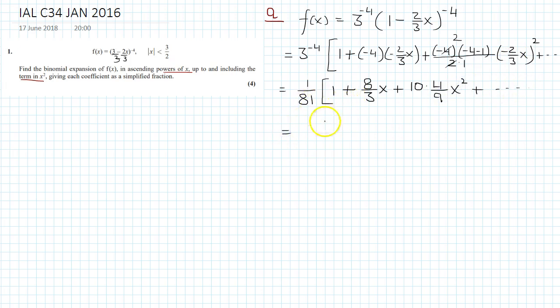So this is equal to, we divide all by 81, so this is 1 over 81 plus 8 over 3 times 1 is 3 and 3 times 8 is 24 x, plus this is 40 over 9 times 1 is 9 and 9 times 8 is 72 x squared, plus, and that is the expansion: 1 over 81 plus 8 over 243 x plus 40 over 729 x squared.